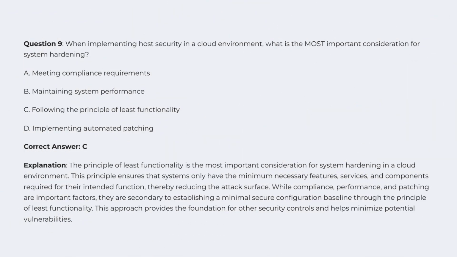Correct answer, C. Explanation. The principle of least functionality is the most important consideration for system hardening in a cloud environment. This principle ensures that systems only have the minimum necessary features, services, and components required for their intended function, thereby reducing the attack surface. While compliance, performance, and patching are important factors, they are secondary to establishing a minimal secure configuration baseline through the principle of least functionality. This approach provides the foundation for other security controls and helps minimize potential vulnerabilities.